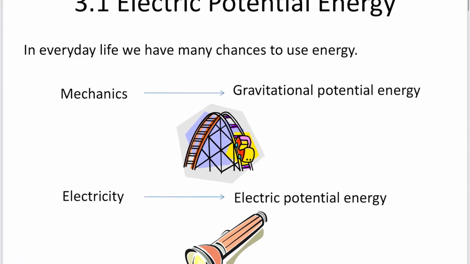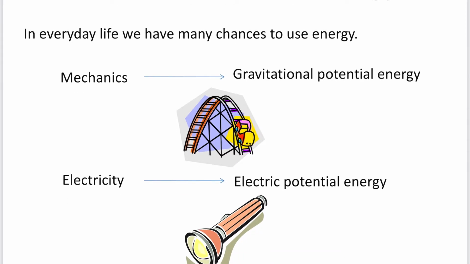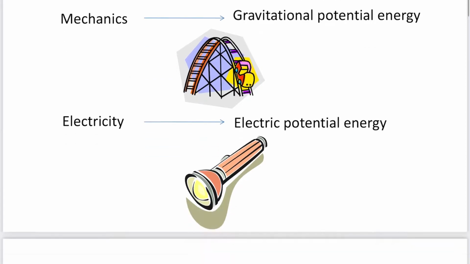First topic is the electric potential energy. In daily life, we have many chances to use energies. So when you study the Introduction to Physical Sciences, you study the mechanics. In mechanics, we consider the gravitational potential energy due to gravity. In the case of electricity, we consider electric potential energy. So we'd like to derive the expression for the electric potential energy today.